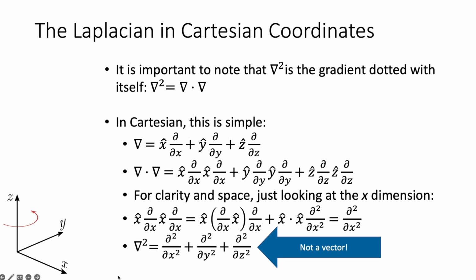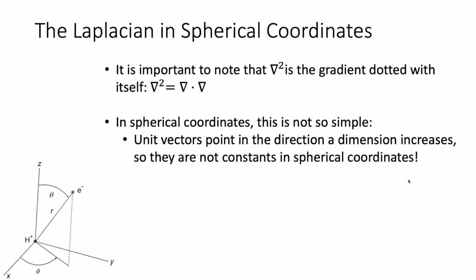The gradient operator produces a vector, but when you dot this with itself, it is no longer a vector, right? You're adding all these together. It's a scalar. So it's an operator, really. It's an operator, but numerically, if you were to take all those second derivatives and then add them together, you get a single number. You do not get a vector. So, this notion of the gradient dotted with itself in spherical coordinates, this is not so simple.